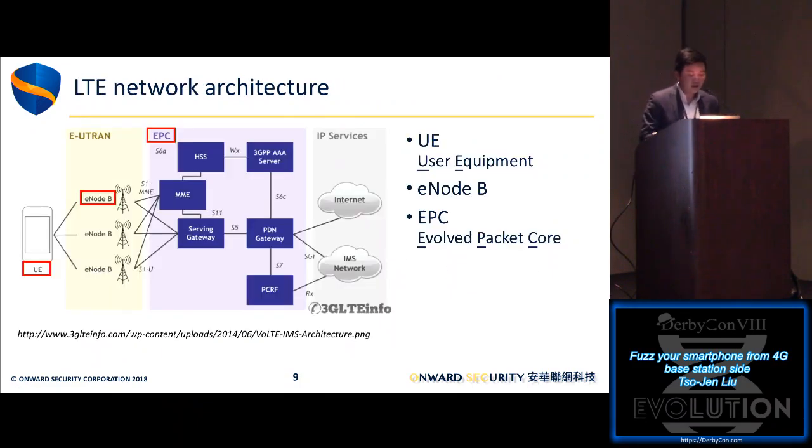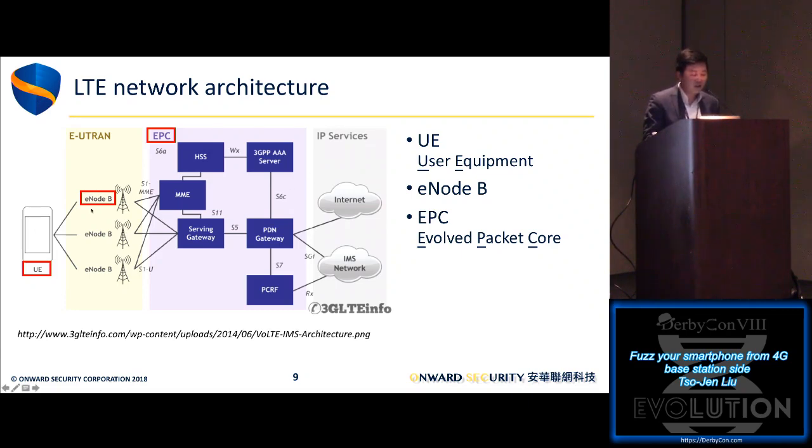Okay, this is the LTE network architecture. There are three major parts in the LTE network. The first one is the user equipment, we call the UE, such as your cell phone, your pad, or something that can insert a SIM card. The other two are the eNode B and EPC. They are the critically important components in the LTE network.